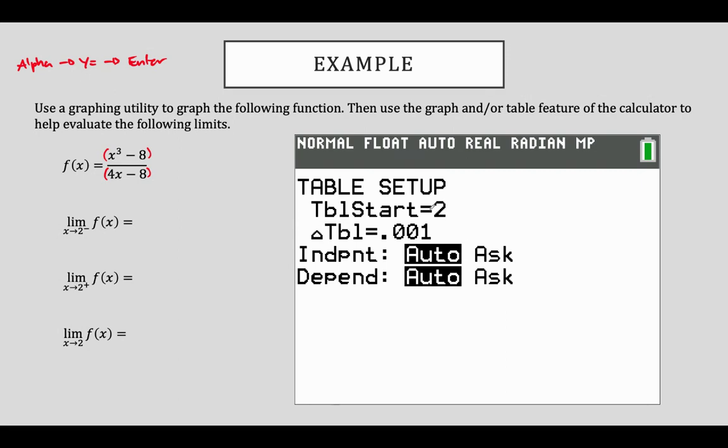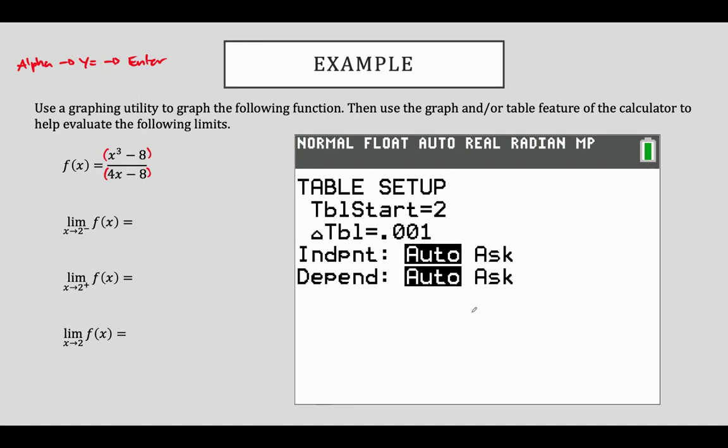Now, the reason we want to start our table at 2 is because we are evaluating the limit as x approaches 2. So wherever you're evaluating the limit, that's where you want to start your table. The reason we are plugging in 0.001 for delta table is because that's going to give us a step in our x values that are really close to 2. Meaning it's also going to give us y values that correspond to those x values that are really close to 2.